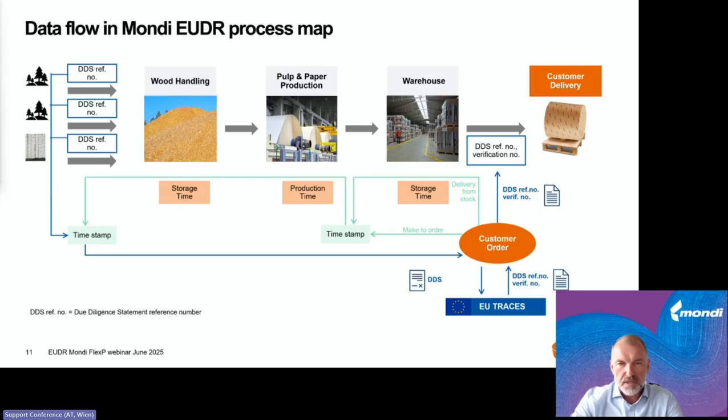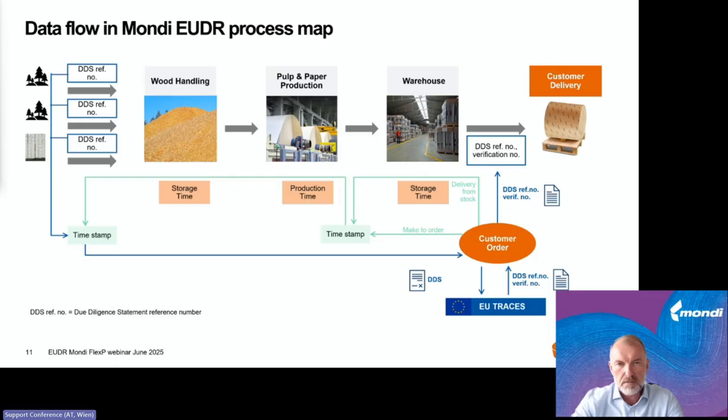From the EUDR process perspective, it means that there is already an actor upstream in the supply chain, and therefore we receive our fibers already with the due diligence statement reference number of this actor and the verification number from there. These data we use as input data to our process, and we properly store them for later use.